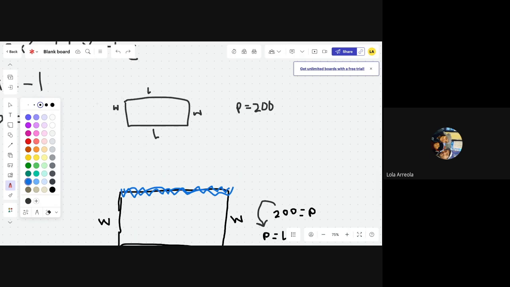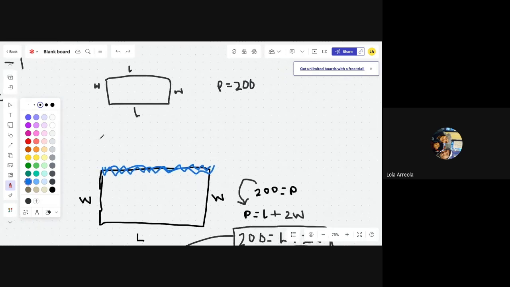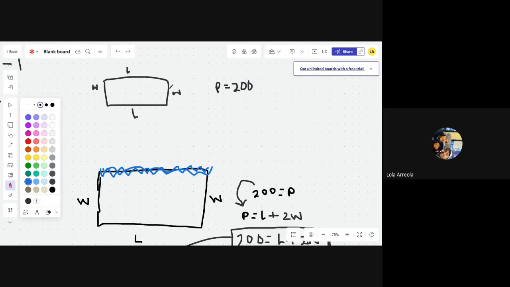Okay, so just be careful with the problem. This is just an example, so it might be a little bit different to what maybe would be expected on the exam. But if I have a basketball court, then yes, I would need length, width. So what would my perimeter equation be if there's no river involved? 2L plus 2W. I would need to enclose all sides.